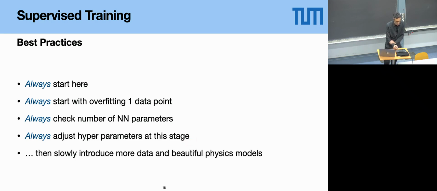And then once all these basics are working, it's actually a good point to go for larger scenarios with more and more data, more generalization. And also physics models are a good step after this. If this basic learning does not work, then again, the physics will typically not help out much on top.